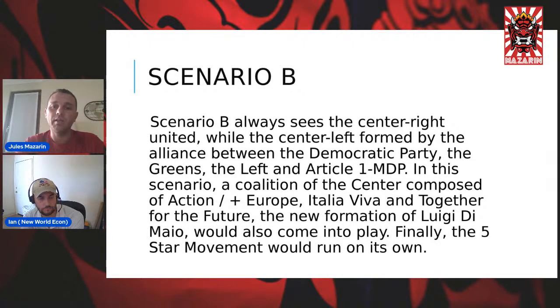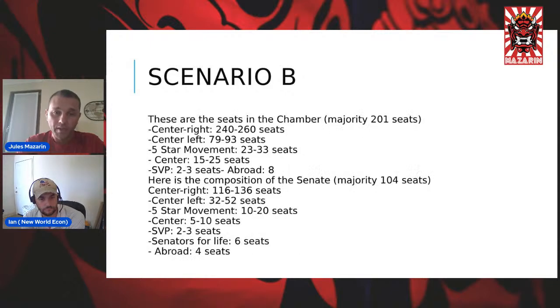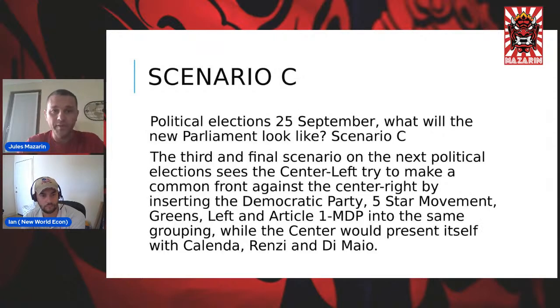Scenario B is with the Democratic Party a little bit bigger, but the main thing, if you see the results, is that it's however the same, because you have center right between 240 and 260 seats, center left 79 to 93. The difference is too big to change the previous situation.